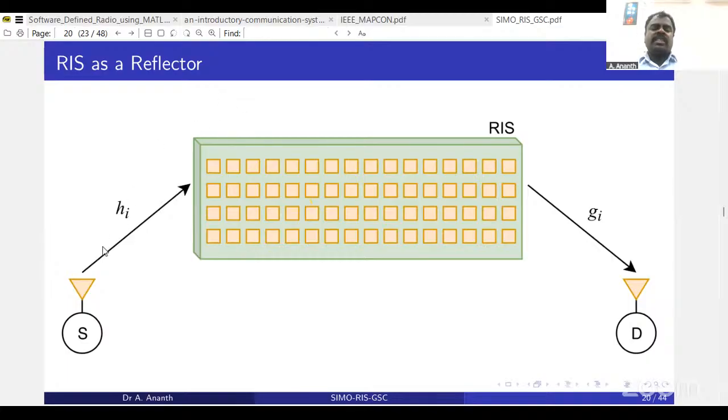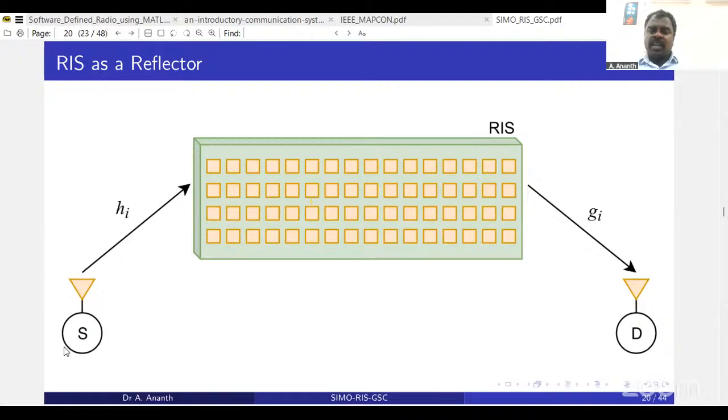Here you can see that there exists a channel between the source and the RIS elements, which is defined as H. In a similar way, the channel between the RIS and the destination is defined as G. Here i indicates that it is with the ith RIS element. For example, the channel between the source and the first RIS element is H1, the channel between the source and the second RIS element is H2, and the channel between the source and the 16th RIS element is H16.